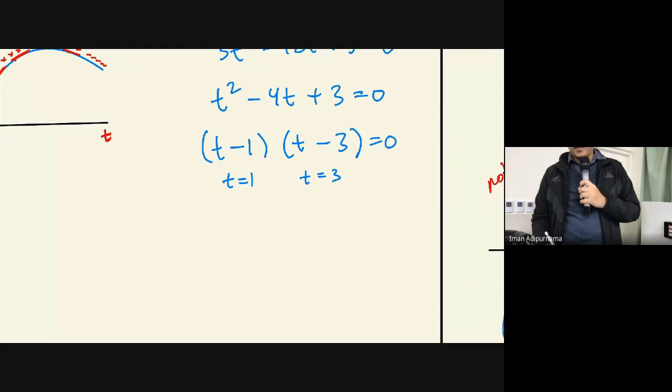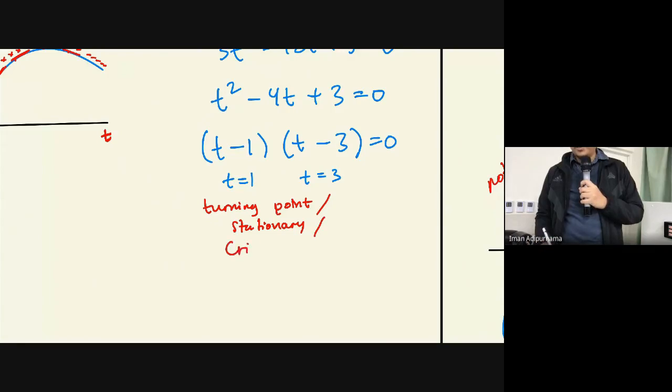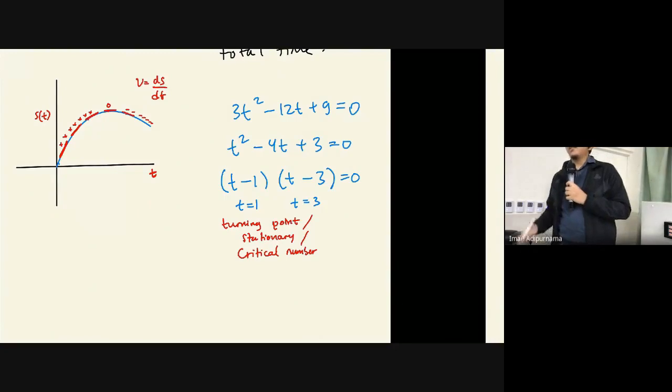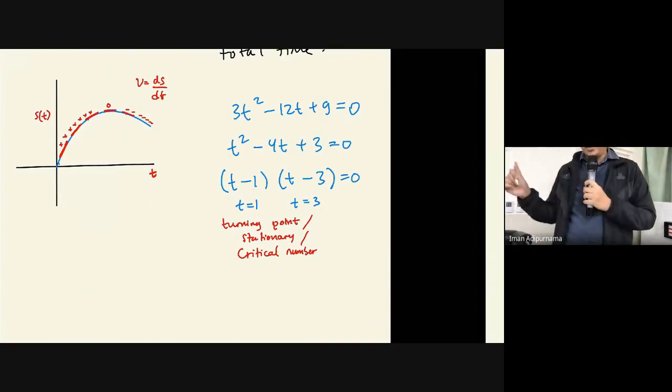This is a turning point. Or we also say this is stationary. Or we also say this is critical. I think in your textbook it's critical, a critical number or point. So what does critical mean?